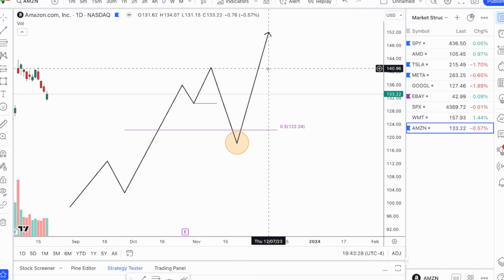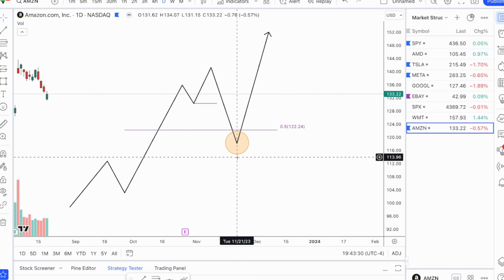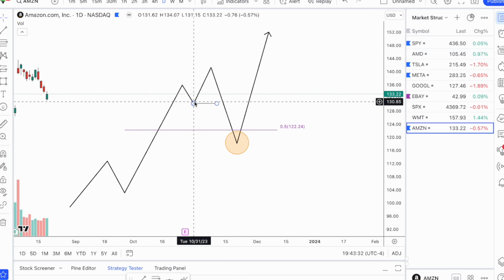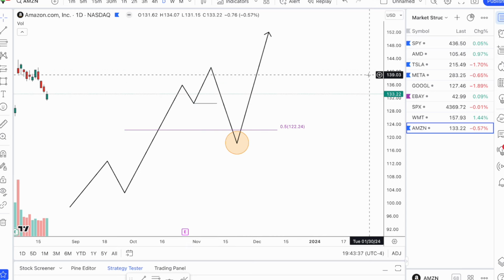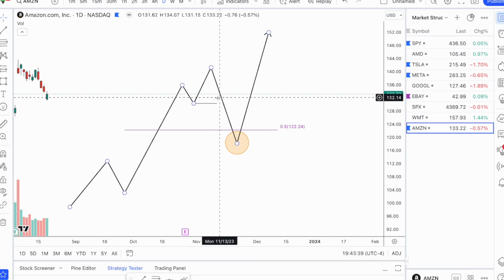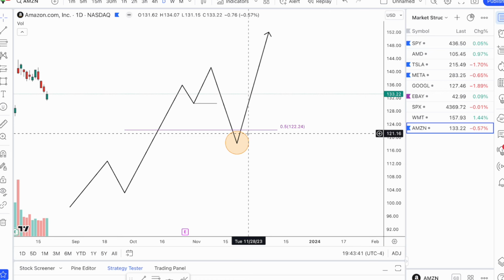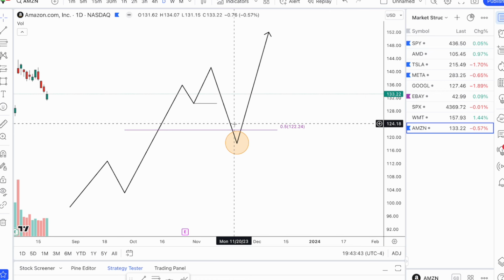Because of market structure, we are still in an overall uptrend. Okay, this is not a real low. This is not a real low. Take a screenshot of this. Do whatever you have to do. This is the bear trap. Okay, do not get trapped. This is the fake trend.